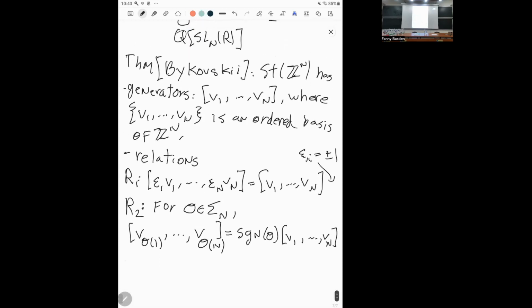And then the last relation is called the Manin relation, which says that [v_1, ..., v_n] is the same as [v_1, v_1 + v_2, v_3, ..., v_n] plus [v_1 + v_2, v_2, ..., v_n].